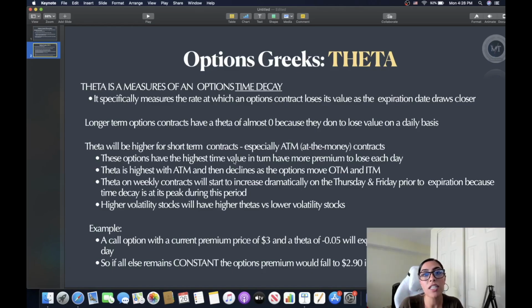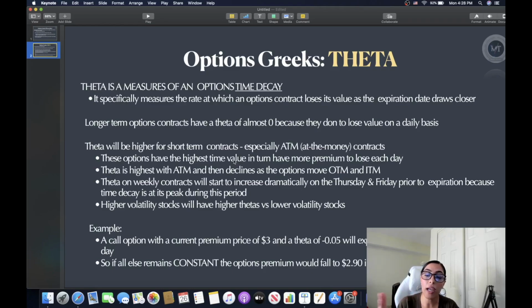The theta is going to be highest for at the money contracts, and as the stock moves further into the money, the theta starts to decline. Also, on weekly contracts, if you start to pay attention to theta, you'll see that contracts on Thursday and Friday have the highest theta. That is when theta is at its peak. So you will start to notice that your premium loses a lot more value.